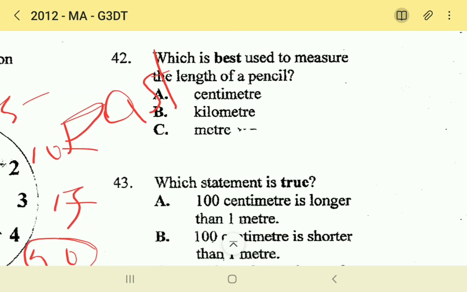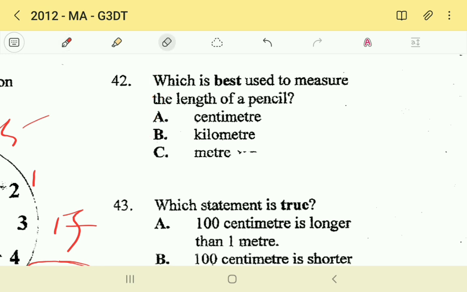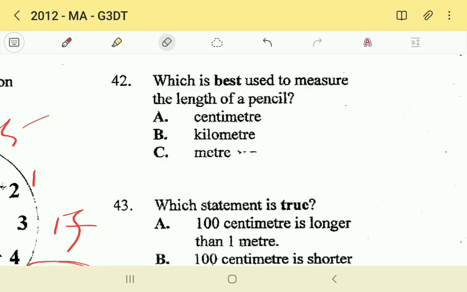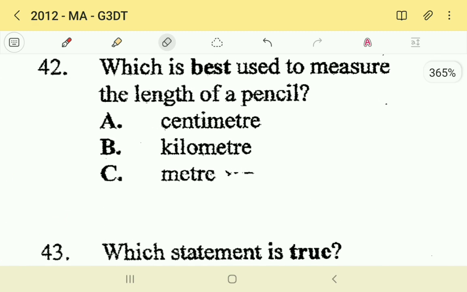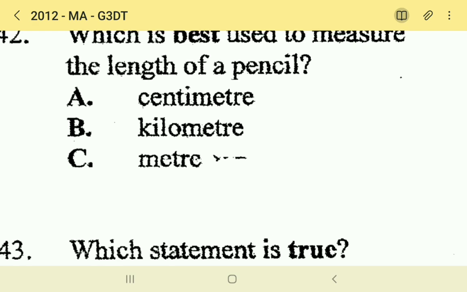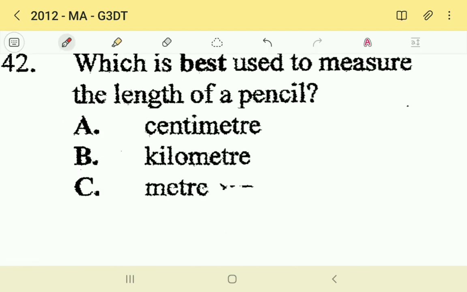Let me know if I'm going too fast, guys, but I need to clock it out quickly. I have many papers to get out. Which is best used to measure the length of a pencil? A says it's centimeter, B says kilometer, and C says it's meter. The answer is centimeter, the smallest of these you would use for the pencil.